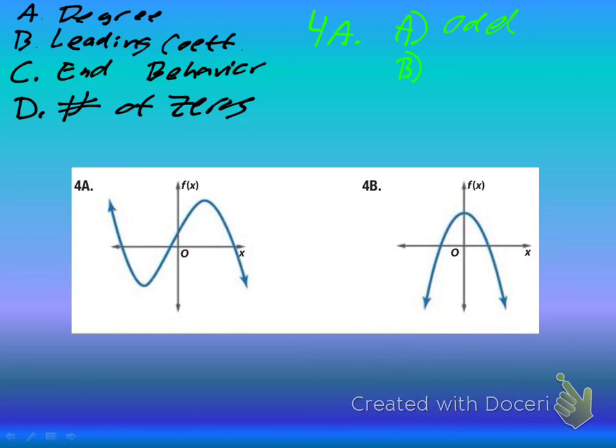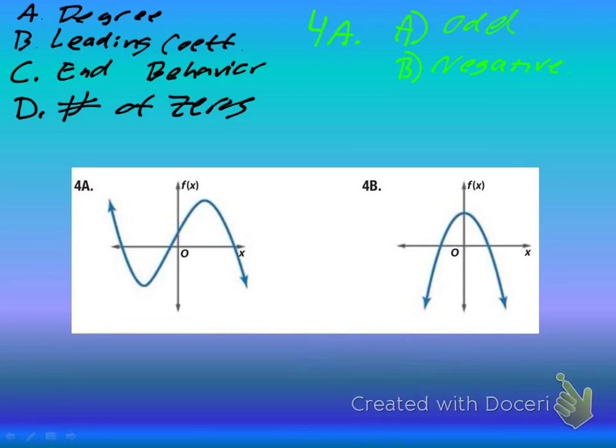From left to right, this function is decreasing. See how it starts up here and then goes down? So is it positive or negative? Negative. Since it goes from increasing to decreasing, reading from left to right, it's a negative leading coefficient.